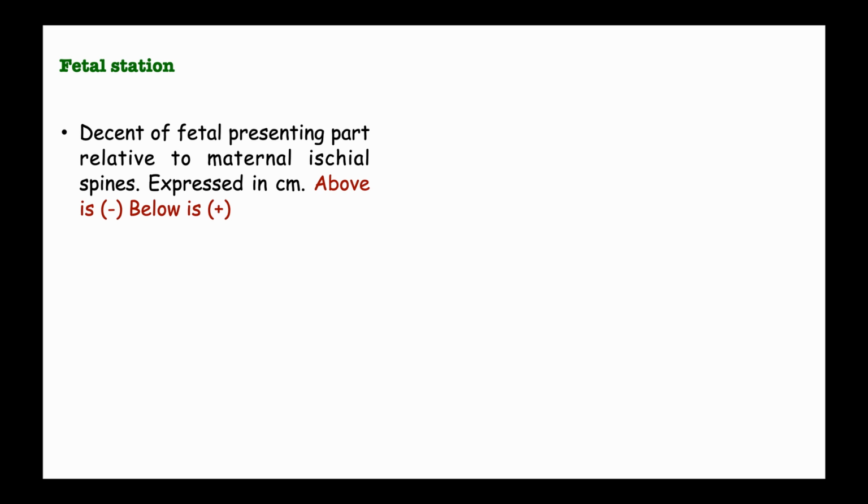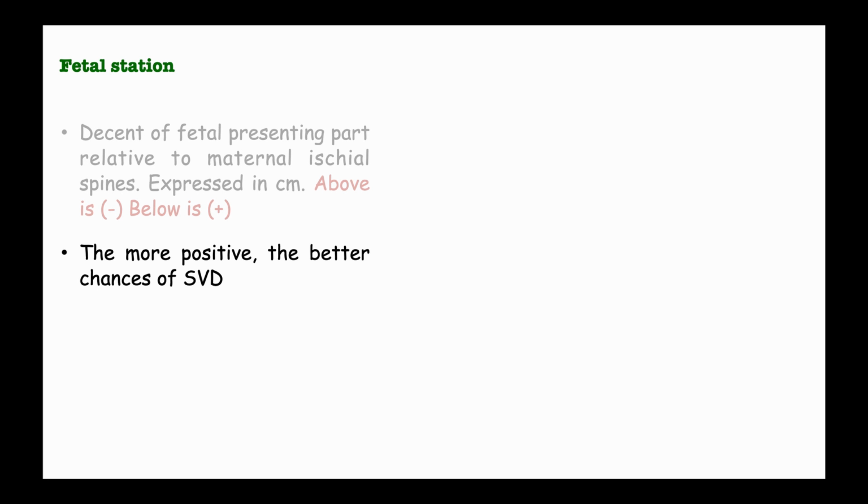Now, the next thing that we need to talk about is the fetal station. The fetal station is the descent of the fetal presenting part relative to the maternal ischial spines. And this is expressed in centimeters. And so we have either above the ischial spine or below the ischial spine. If the fetal presenting part is above the ischial spine, it is said to be negative, and if it is below the ischial spine, it is said to be positive. And so the more positive we have, the better chances of getting spontaneous vaginal delivery.